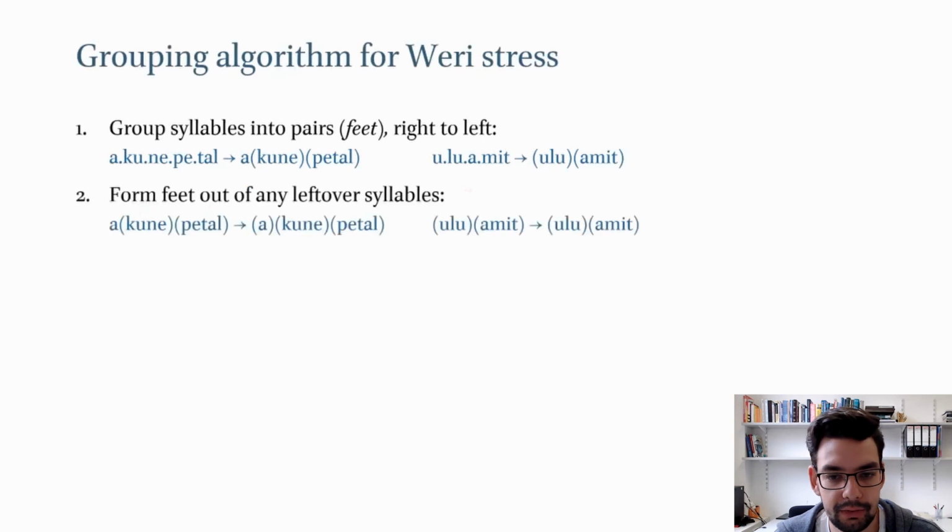All right, then the second rule is going to be that we form feet out of any leftover syllables, right? So feet that do not consist of pairs. And so in this form here, where we still have a leftover single syllable, we'll just put some parentheses around to indicate, okay, that's also a foot now. Notice for the uluamit, we don't have to do anything, right? In technical terminology, we might say the rule applies vacuously. You can apply the rule, but it doesn't do anything.